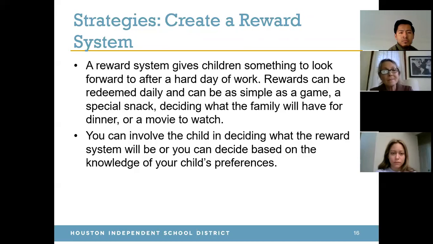Another way for attention strategies is to create a reward system. A reward system gives children something to look forward to after a hard day of work. Rewards can be redeemed daily and can be as simple as a game, a special snack, or deciding what the family will have for dinner or a movie to watch. You can involve the child in deciding what the reward system will be, or you can decide based on knowledge of your child's preferences.